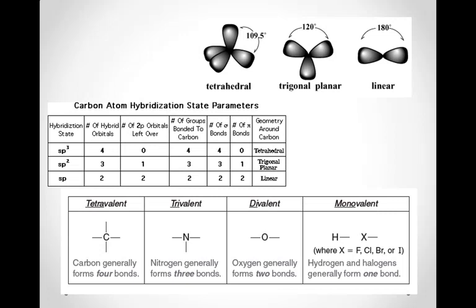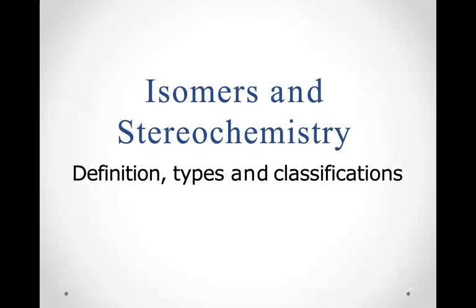Tetravalent means carbon generally forms four bonds. Trivalent: nitrogen is a trivalent element. It generally forms three bonds. It depends on the valency. Divalent: oxygen generally forms two bonds, and monovalent are the halogens and hydrogen.